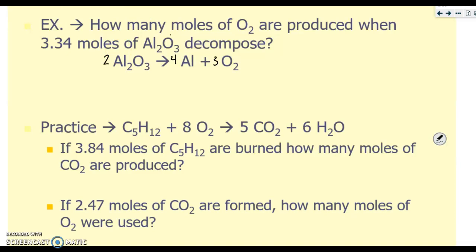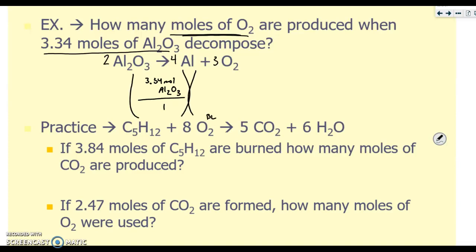So the question is asking us to calculate moles of oxygen, and it gives us moles of aluminum oxide. So our given is our 3.34 moles of our Al2O3. And we're going to put that over 1 just like normal. And then I'm going to use my balanced equation to figure out my second step. I want oxygen, and in my equation I have 3 oxygens. So it's 3 moles of O2. And I'm getting rid of my aluminum oxide, and I have 2 moles of that.